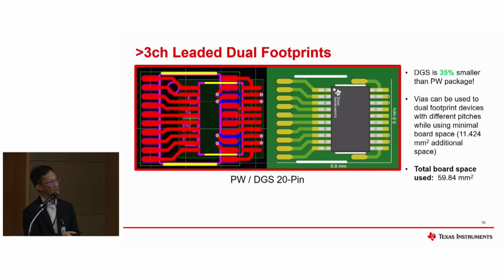Likewise for a bigger pin count, which is a 20-pin TSSOP. Instead of the SOT, now we talk about using a VSSOP. So we have a TSSOP and also a VSSOP. Again, the space area utilized is around 60 mm squared, and a saving of close to 35% for a VSSOP compared to the TSSOP. All right.